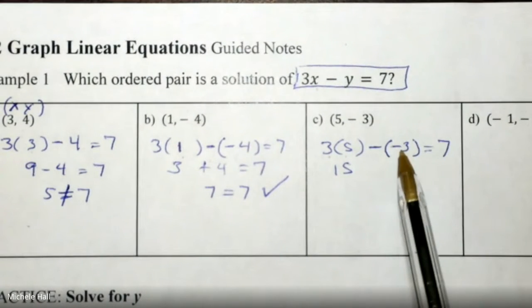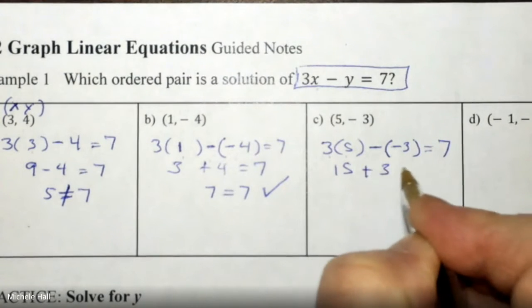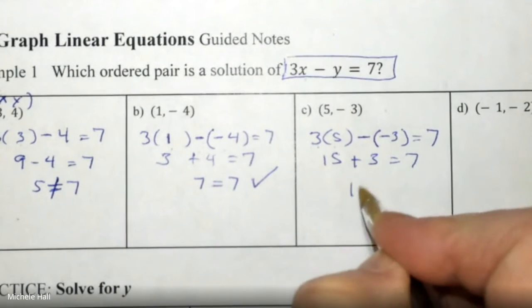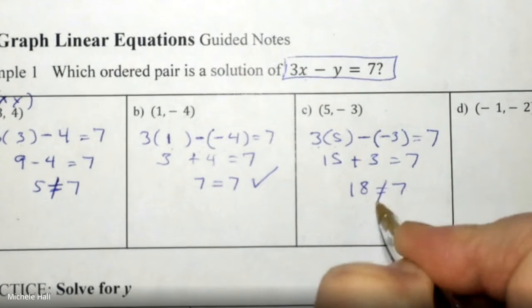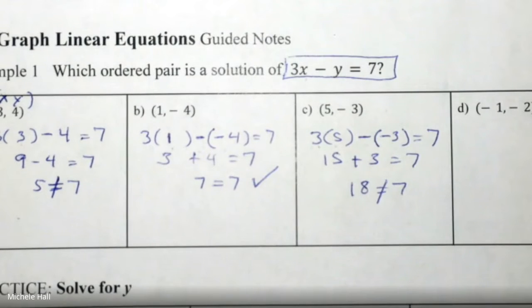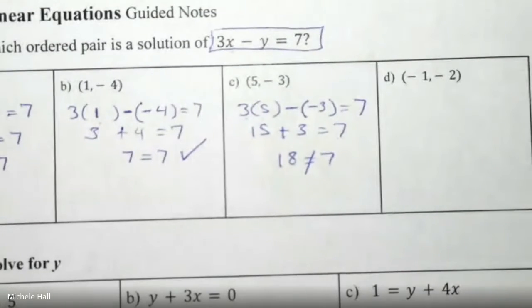And then we are not subtracting. A negative times a negative becomes positive 3. We see that 15 plus 3 is 18. And does 18 equal 7? No. One more. Sometimes it's 1, sometimes it's none, sometimes it can be all of them. You just have to check them all and see what happens.